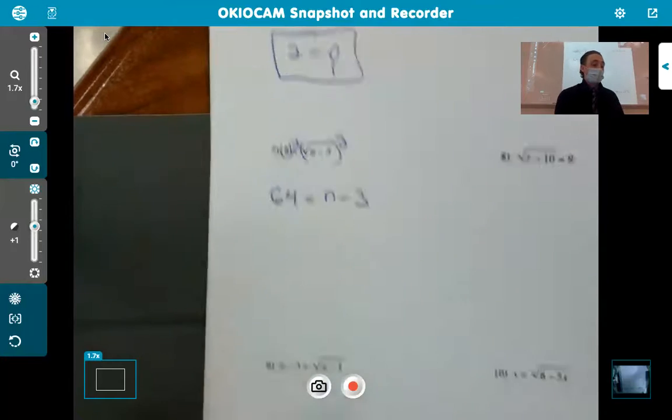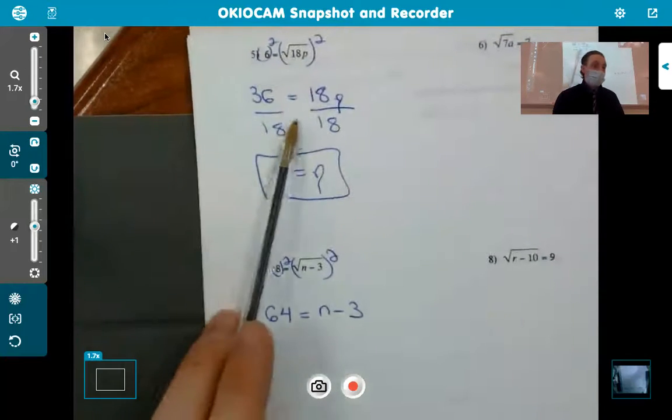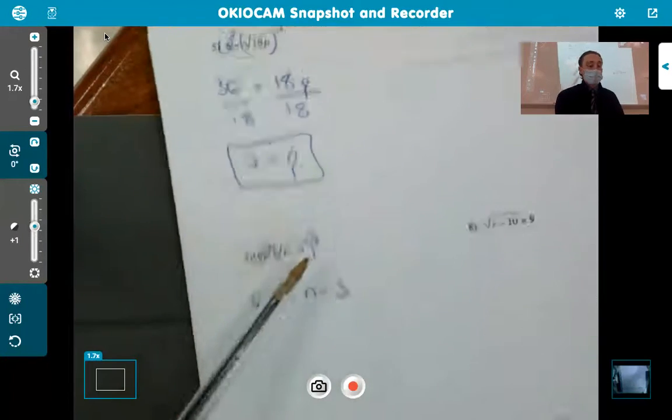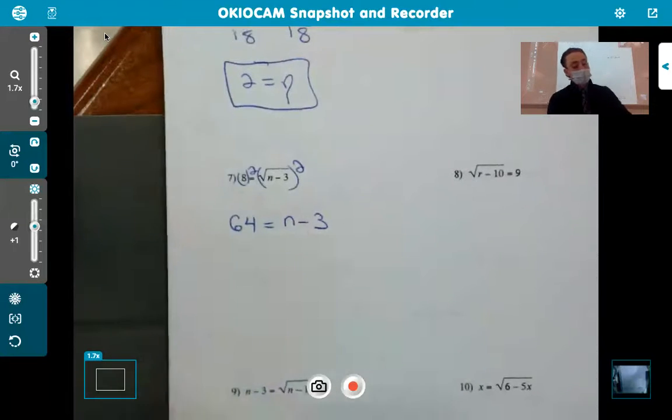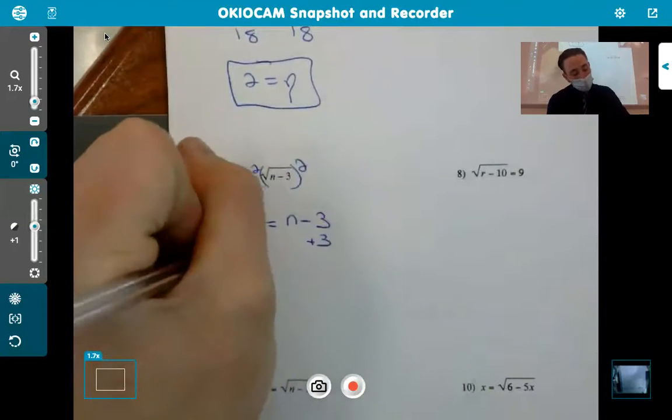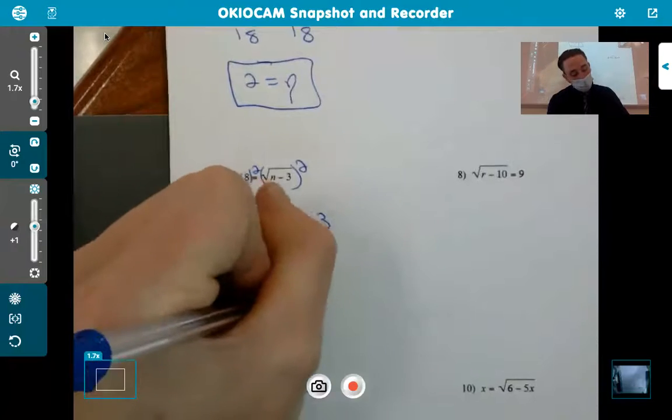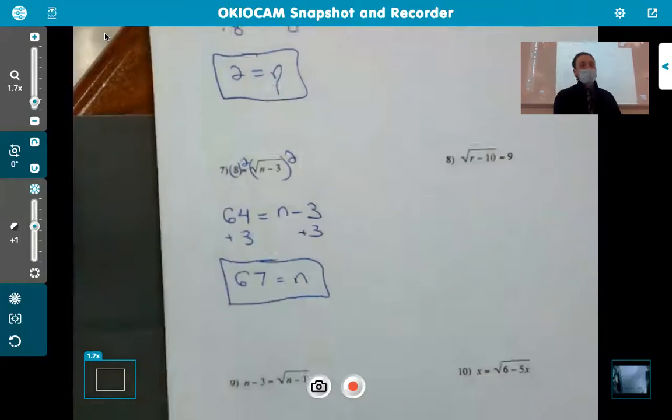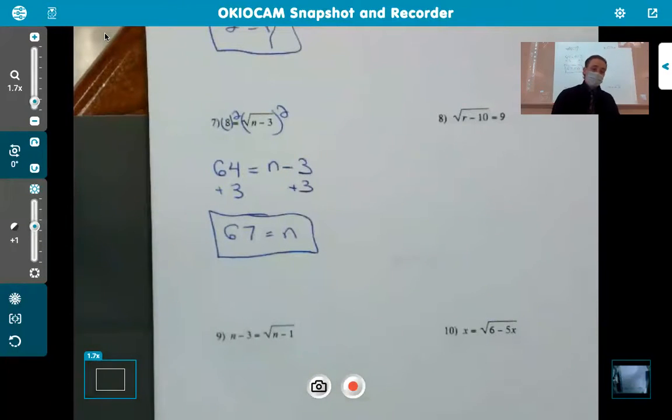And then just like number 5, I have that easy one-step equation where I'm either multiplying and dividing. In this case, I can add or subtract. So I'm going to add 3 to both sides to get n by itself. And I get 67 is equal to n. Okay.